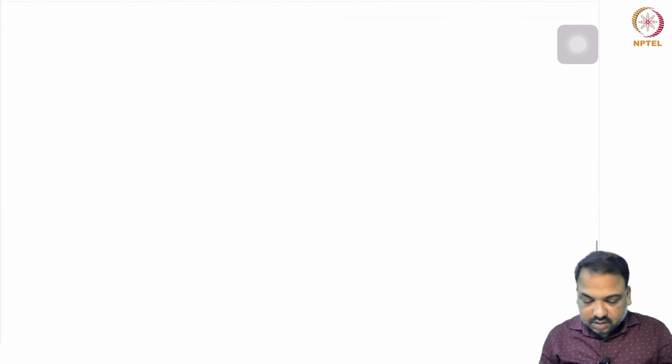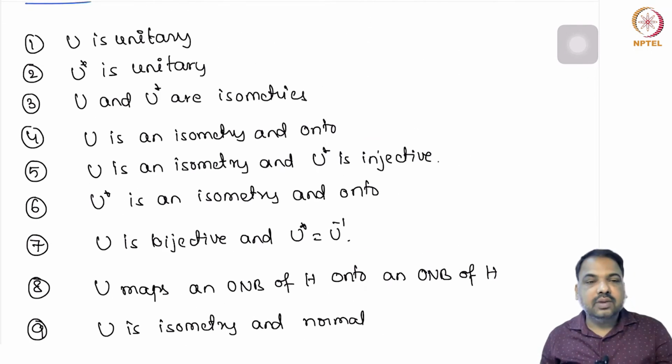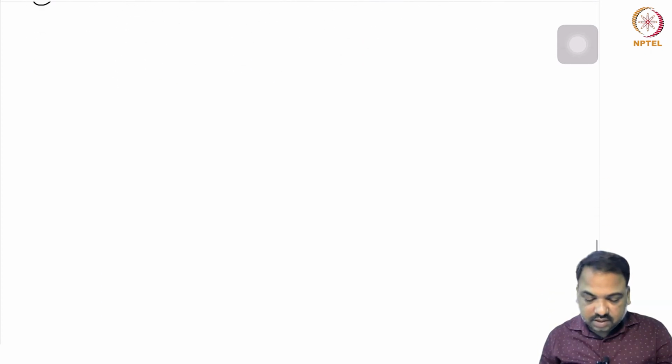Okay, so these are some important characterizations of unitary operators. So the conclusion here is that U is unitary if and only if both U and U star are isometries, that is very important, and an isometry plus onto automatically gives unitary. So that is the difference between unitaries and isometries. Okay, so here also we have the remark.